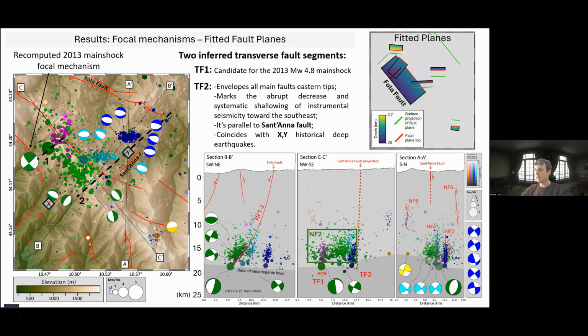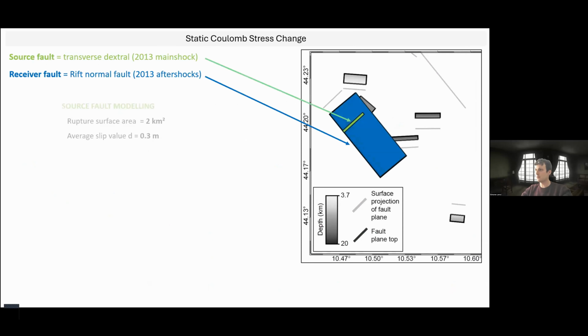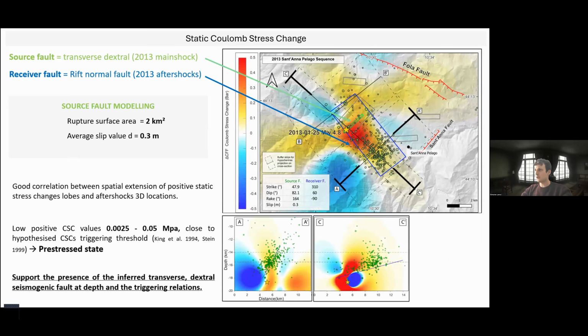These then are the fitted planes in map view, which we use to evaluate whether the inferred strike-slip fault TF1 could trigger the 2013 aftershocks on the shallower dip-slip Fola fault. So in this scenario, the receiver fault is oriented as the Fola fault, and the source fault is modeled as a transverse fault TF1, of which we estimated the rupture surface area in square kilometers using some standard scaling relationships. And the results are shown here in the horizontal cross-section and vertical cross-section.